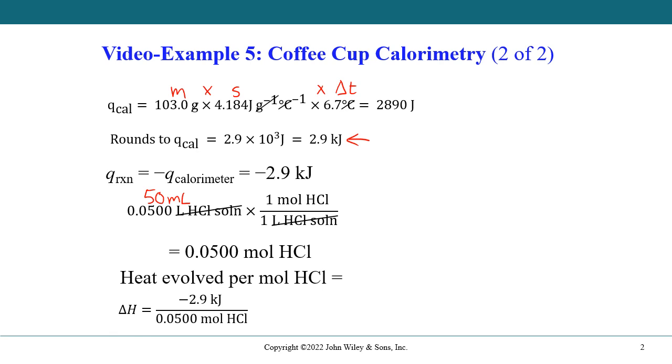So this essentially then becomes an equation where we have delta H is equal to Q over n, the number of moles. It's another equation that you can add to your arsenal of equations. And if we work out this value, we see that the heat of reaction is minus 58 kilojoules per mole.